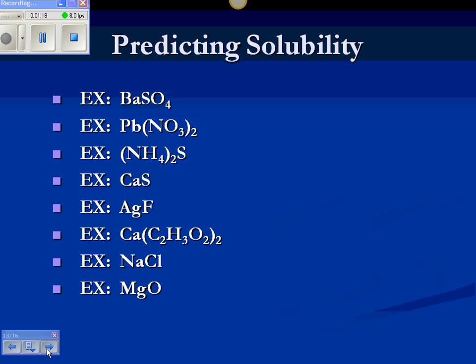We look at the second one. We have nitrate, lead 2 nitrate. And we look at our nitrates. All nitrates, Rule 2, nitrates and acetates are soluble. So lead 2 nitrate would be soluble.